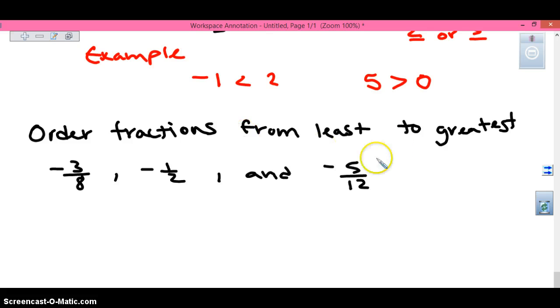If we need to order fractions from least to greatest, then we have -3/8, -1/2, and -5/12. What can we do to order these fractions? Yes. We can change them to have the same denominator. What would be the least common denominator in this case? 24.